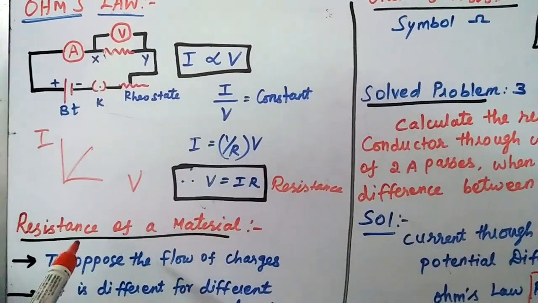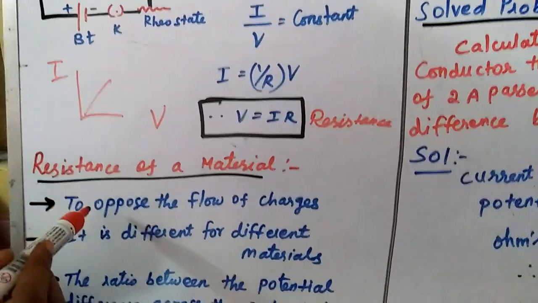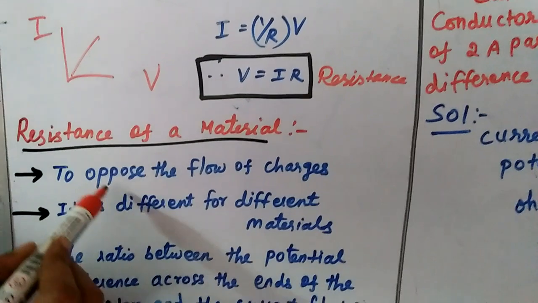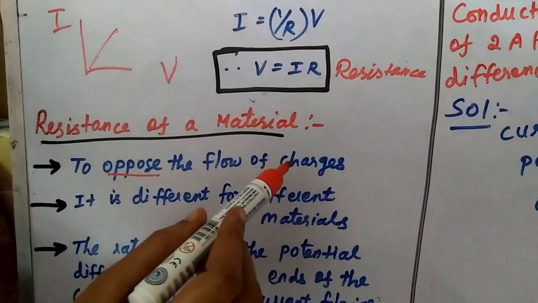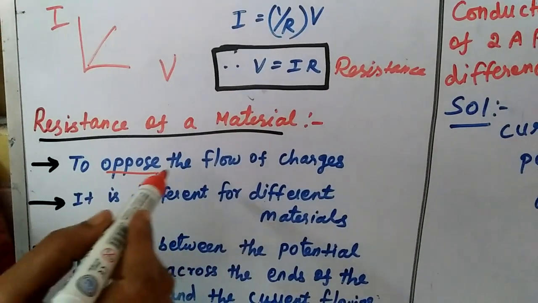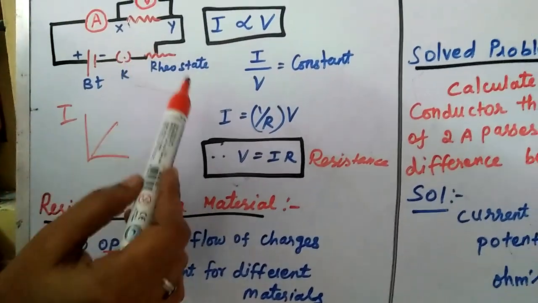Then next is the resistance of a material. Resist means to oppose the flow of, this is the important word, to oppose the flow of charges. So in Ohm's law, we saw a conductor, this is the nichrome wire.